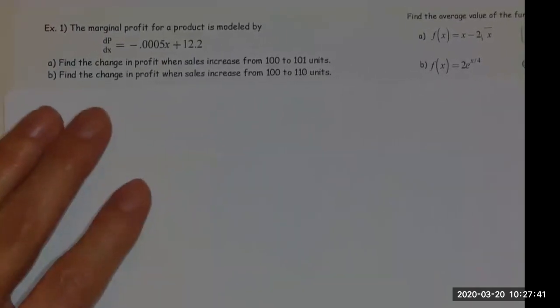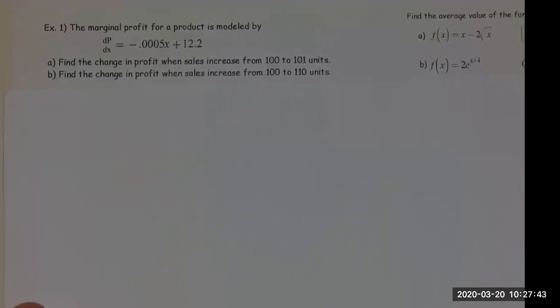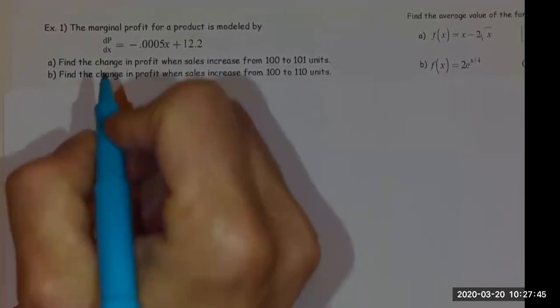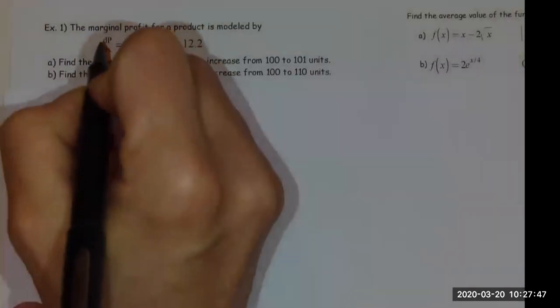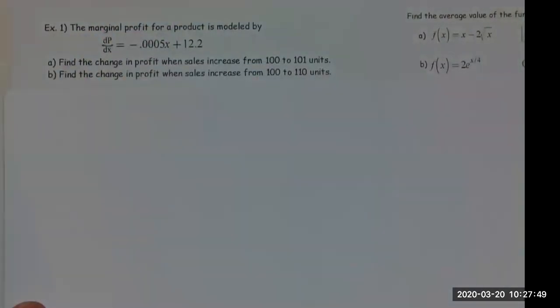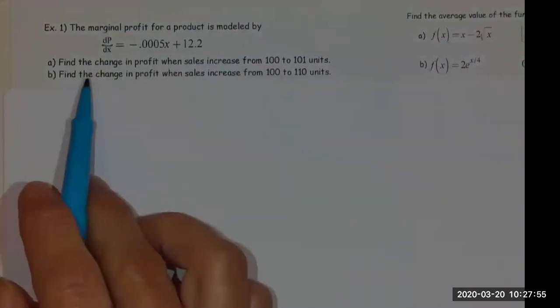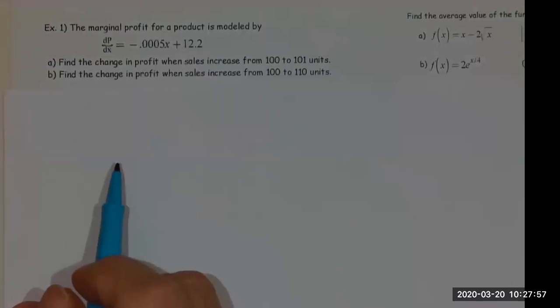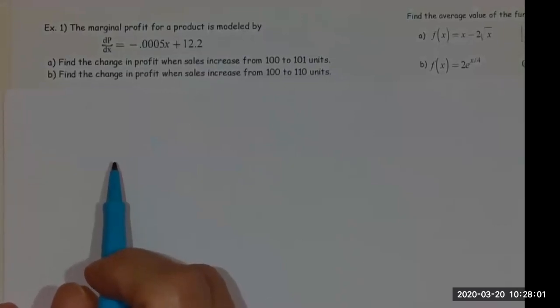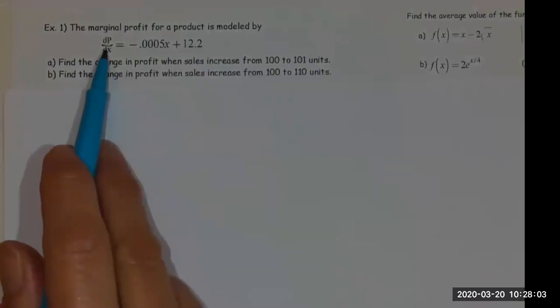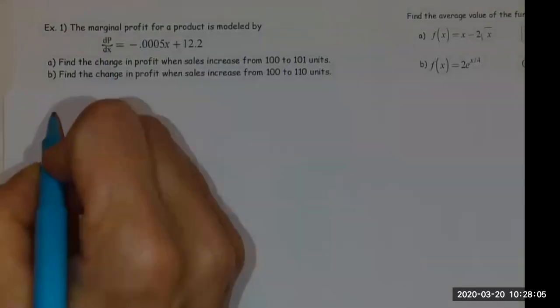So, okay. The marginal profit for a product is modeled by dP/dx, and I don't know why it looks like the line's not there, is negative 0.005x plus 12.2. Find the change in profit when the sales increase from 100 to 101. So if you're given the derivative, you're going to go backwards and integrate.